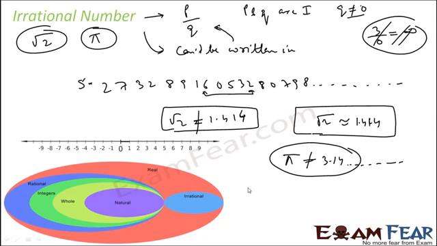If you can't write something in the form of p by q, where p and q are integers and q is not equal to 0, then that is an irrational number. Okay, pi, root 2 are good examples of irrational numbers. In fact, root 3 is also a good example of irrational number. See root 3, this is also a good example of irrational number.